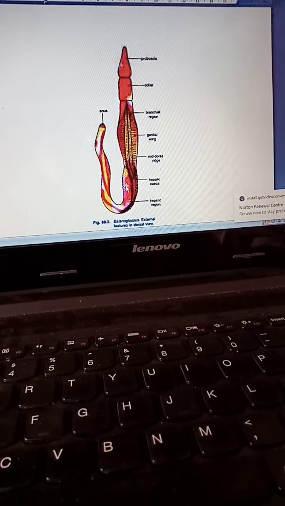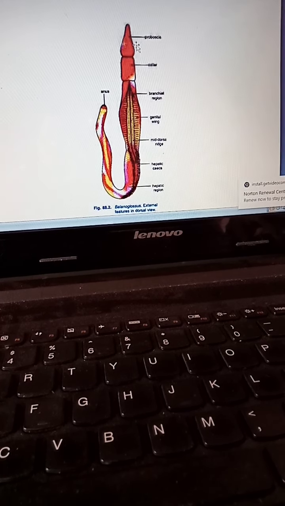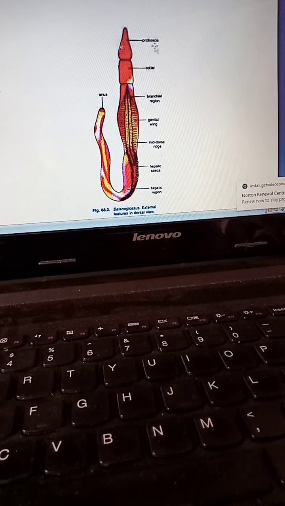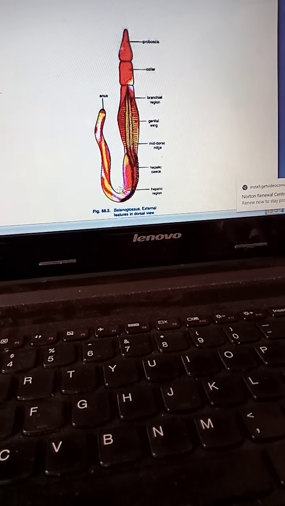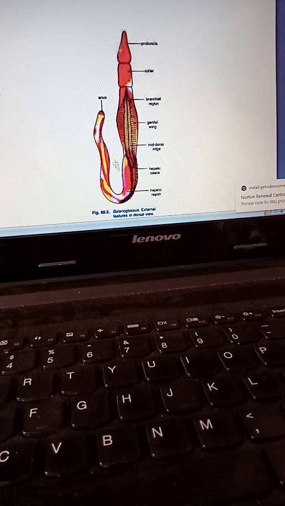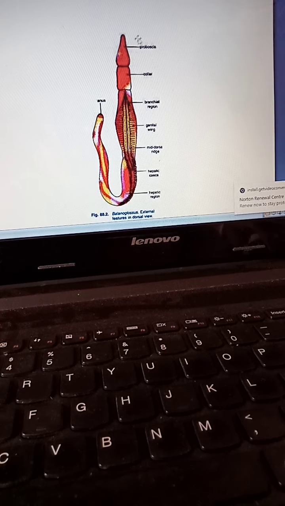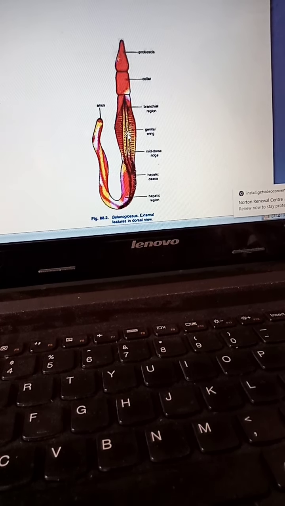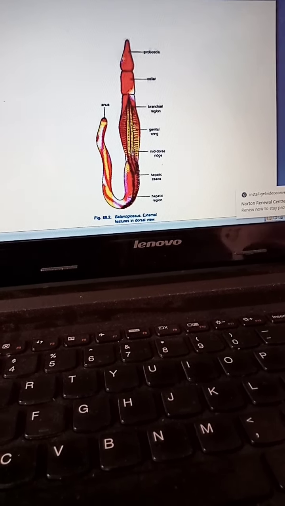So this is the structure of Balanoglossus. Can you see, girls? Here it is the proboscis, protosome, collar, mesosome, and this entire part or region is called the trunk region, also called metasome. Here we can find the proboscis and collar, which are very small compared to the trunk, but the trunk region is very big.